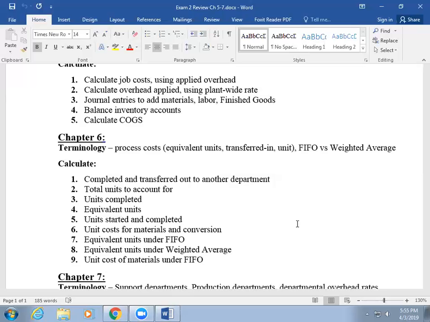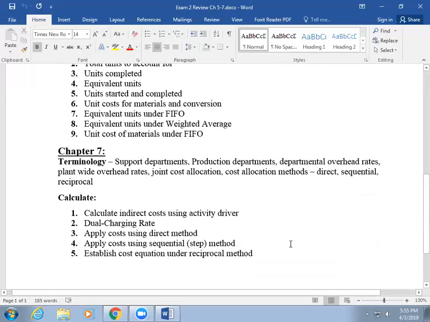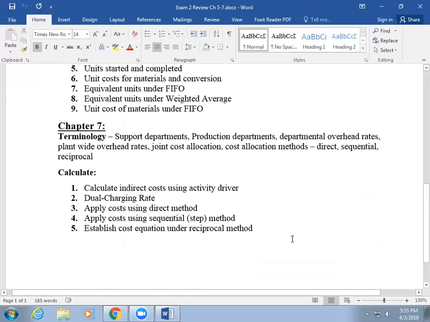Okay. So last chapter, probably the hardest one, right? Good old applying different methods. As far as terminology goes, understand the difference between support departments and production departments. Again, the whole goal of chapter 7 is to take all the costs in support departments and put them into the production departments so they actually cover the costs.